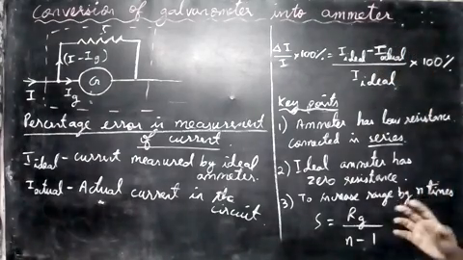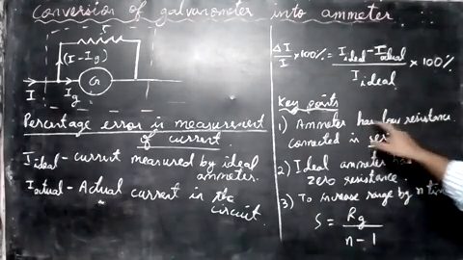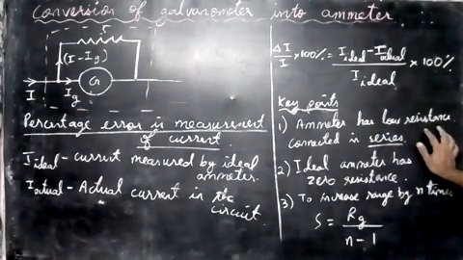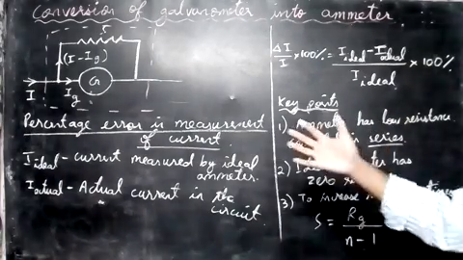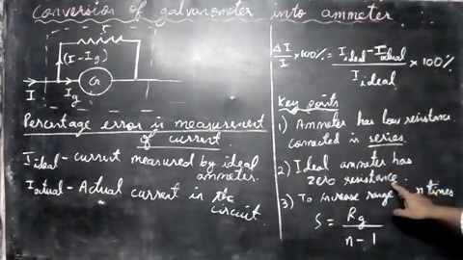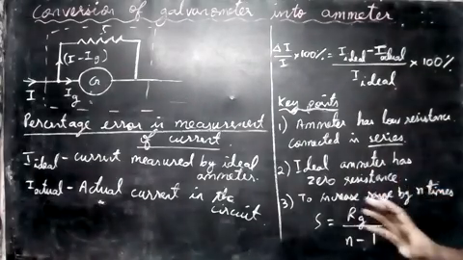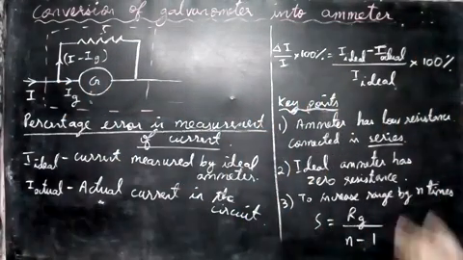Next we will see some key points about this conversion. The ammeter has very low resistance. The ammeter is always connected in series, that means one after the other. An ideal ammeter has zero resistance. That means all the current coming in will go out also. There is no resistance there.